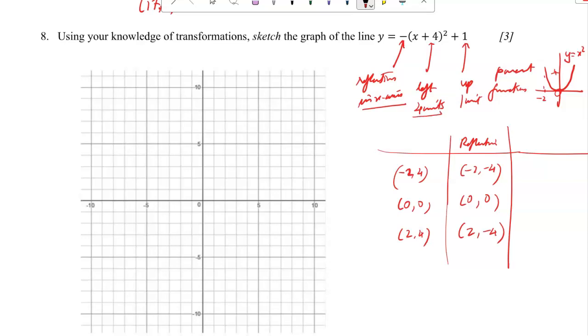Then you move it 4 units to the left. So that means the domain is changing. So it becomes... oh, wait. (-6, -4), (-4, 0), and then (-2, -4).